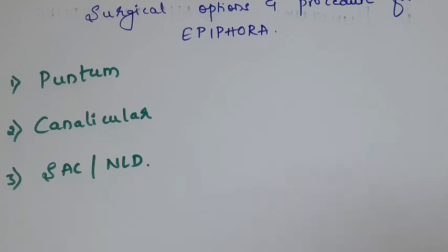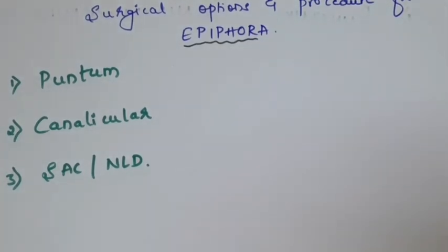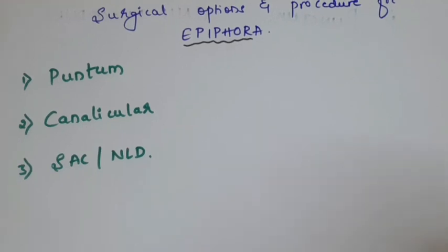So I have written here the surgical options and the procedures for epiphora. I have particularly used this word epiphora. It means that other causes of watering, that is hyperlacrimation, have already been ruled out. The causes of hyperlacrimation like conjunctivitis, that is allergic conjunctivitis, or blepharitis, or any foreign body, dry eyes, and even the opposition of the lid to the globe. All those causes are ruled out.